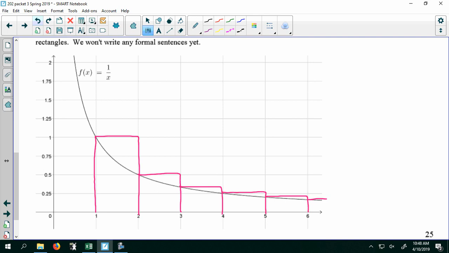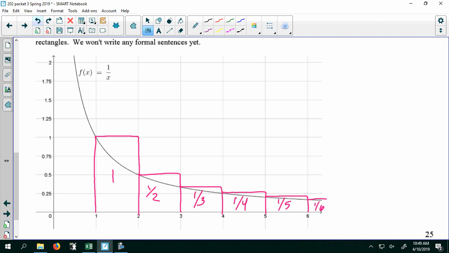Okay. Let's look at the areas of these rectangles. This first rectangle has a base of 1 and a height of 1, so its area is 1. This next rectangle, base of 1, height of a half, so its area is 1/2. The next rectangle has a base of 1 and a height of 1/3, right? Because that is the value of the function at the left endpoint. This one's 1/4. This one's 1/5. This one's 1/6, etc. Right?